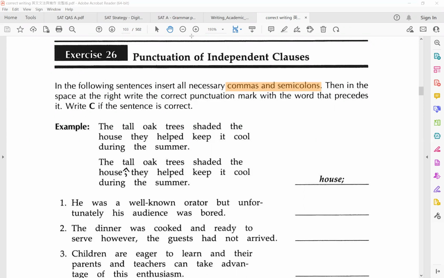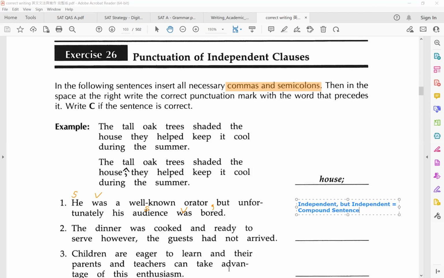But if we take a look at number 1, he was a well-known orator. But unfortunately, his audience was bored. So we have 2 complete sentences here. So of course, we need to use comma fanboys. And this is what we call a compound sentence. So actually, I'm going to type this. Independent, comma, but independent. And that is our compound sentence.